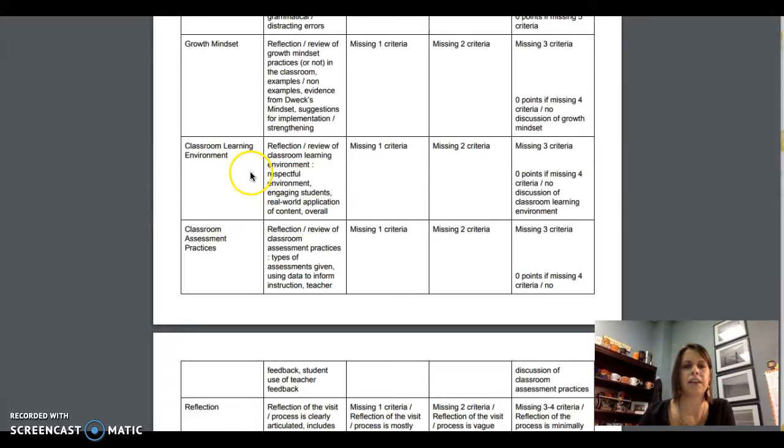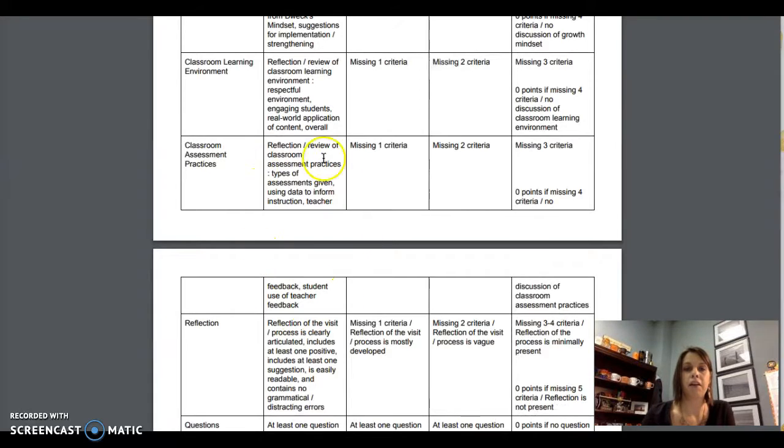So you're going to write about the classroom environment. Was it respectful? Were students engaged? Were they working on real world work? And just kind of overall reflection of the classroom learning environment.